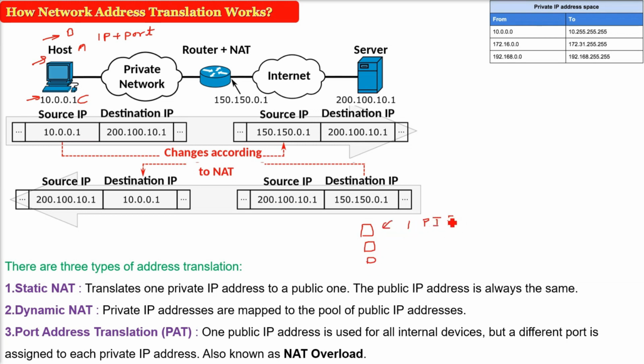But what will be the difference? A different port number is assigned to each of these private IP addresses. Okay, one public IP address for all internal devices, but a different port number for each private IP address. This is also called NAT overload. Okay, NAT overload.